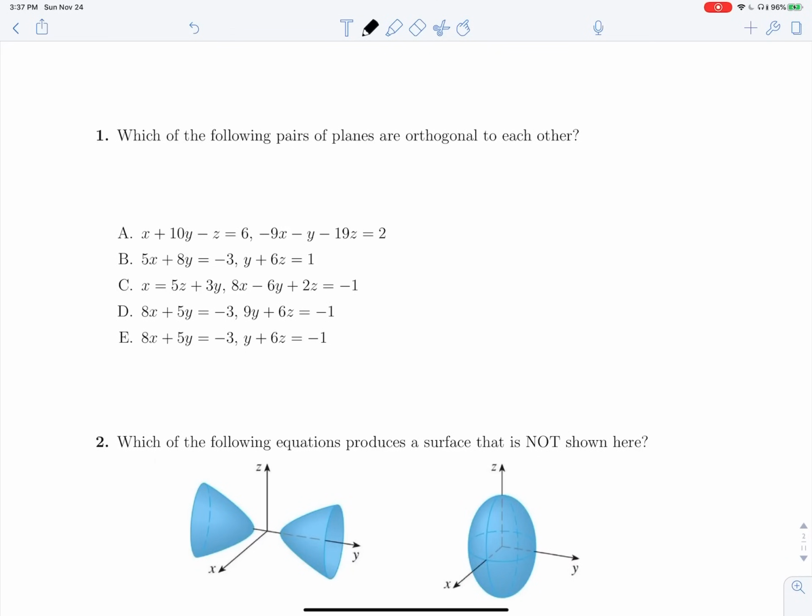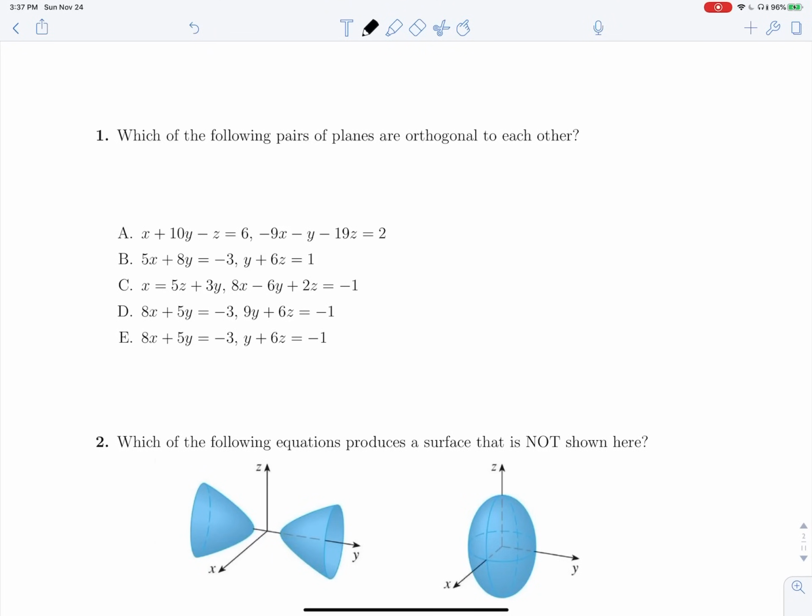Okay, first question though, it's not difficult. This is about as easy as it can possibly get. Which of these planes are orthogonal to each other? Well, we know that two planes are orthogonal if their dot products are 0. And let's go from the bottom up, actually, and you'll see why soon.